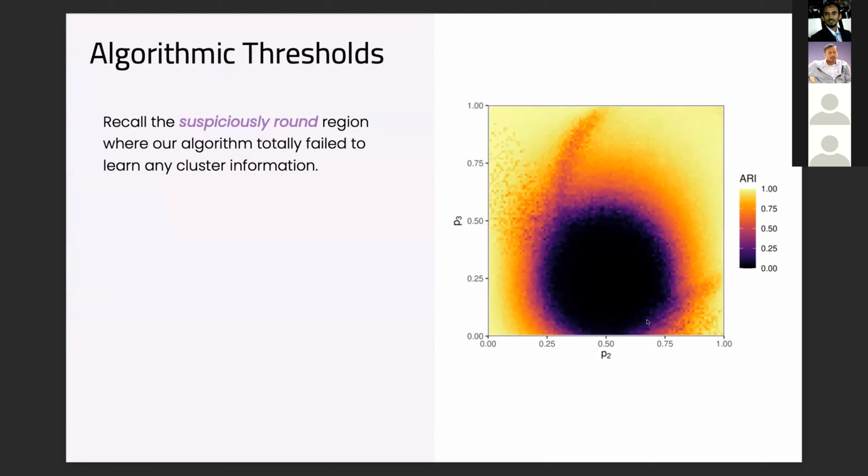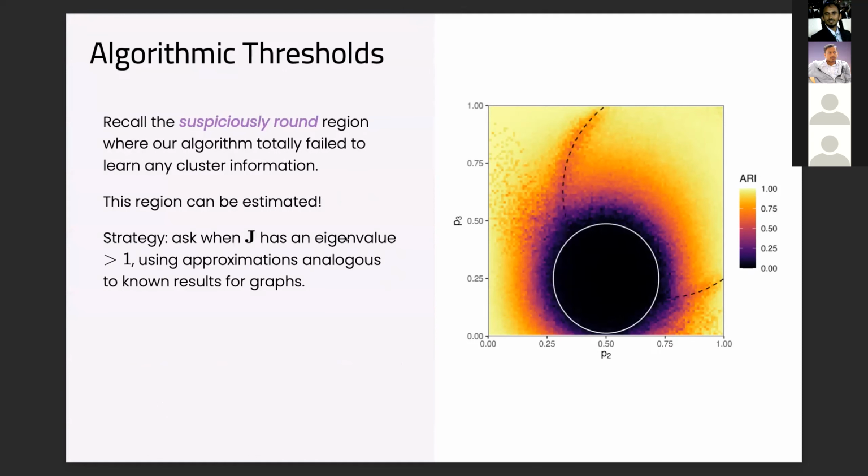Recall our belief propagation based non-backtracking method for hypergraph detection has this suspiciously round region where our algorithm totally fails to learn any cluster information, right? There's zero adjusted Rand index. And actually this region can be estimated. The strategy is to ask when this Jacobian derivative matrix has an eigenvalue greater than 1. In that case, we have unstable directions which contain community information, and otherwise we don't have information that we can gain about the community from that region.